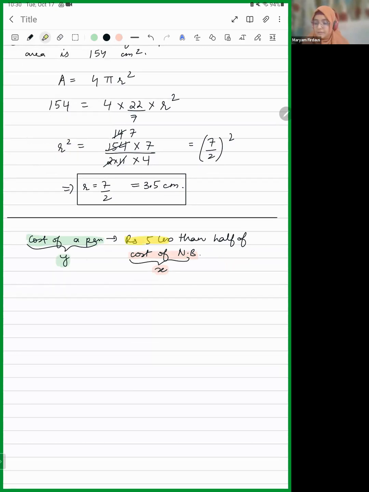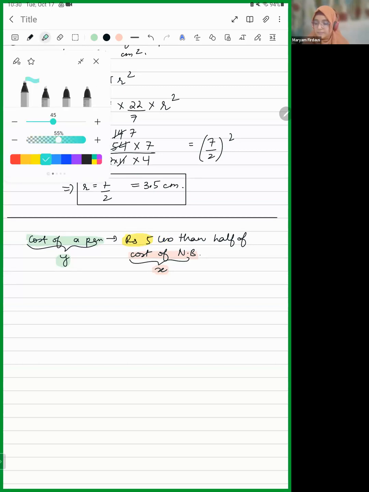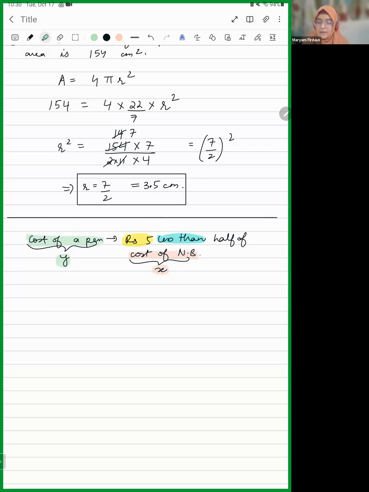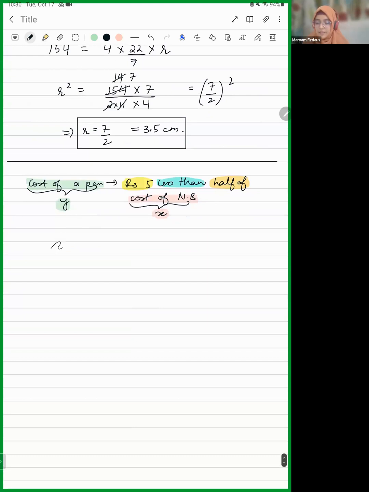Rupees 5 less than and half of. Okay, so the cost of a pen, y, and this, they said the cost of a pen is rupees 5 less than so and so. So is means equal. I have told you this before, yes, is means equal to.